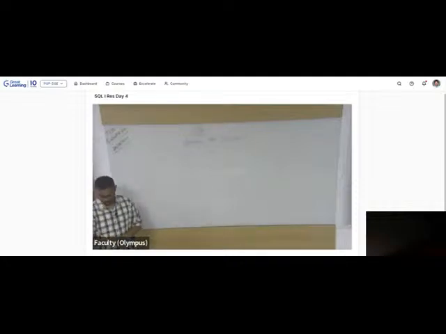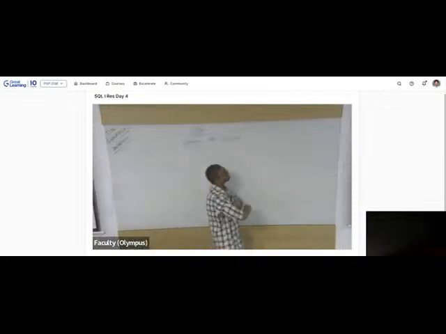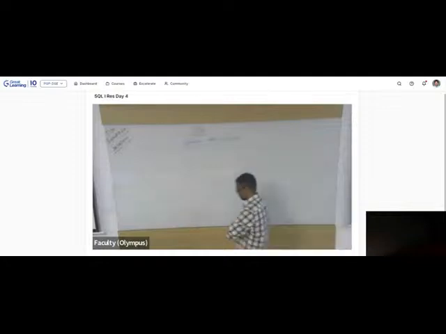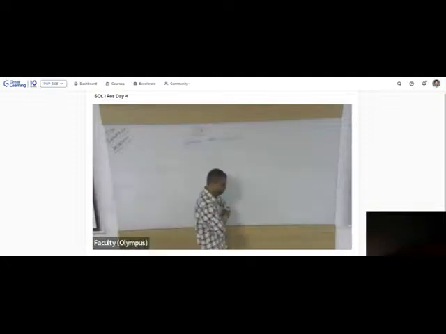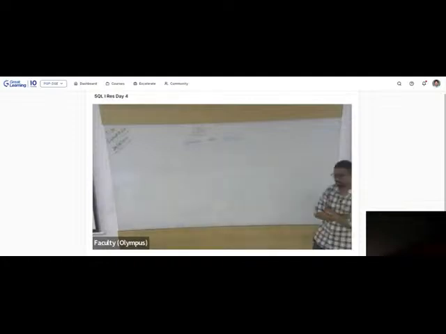Okay. So before we begin, let's talk about this topic called common table expressions. Next week you will encounter one topic called subquery. So this is like a small precursor to that. So what this common table expression does is, we'll see more joins.